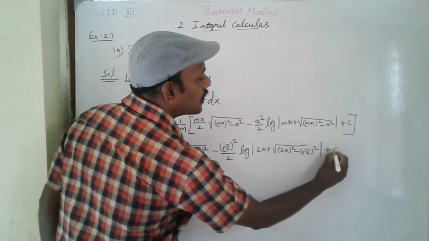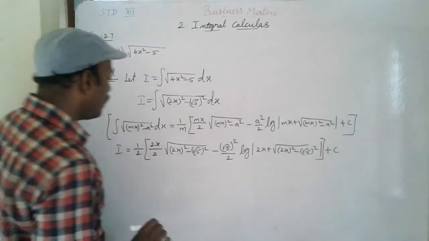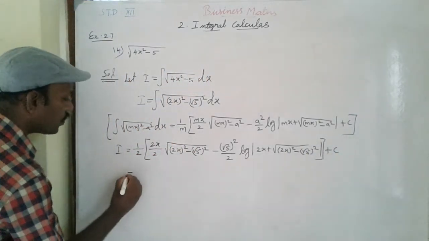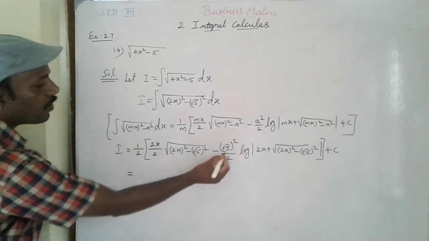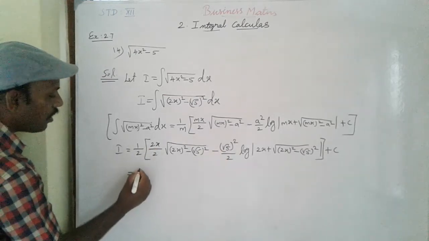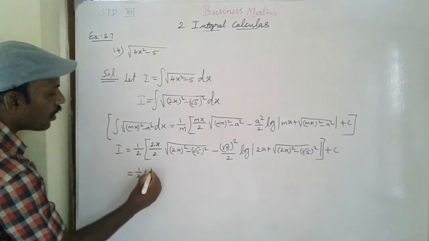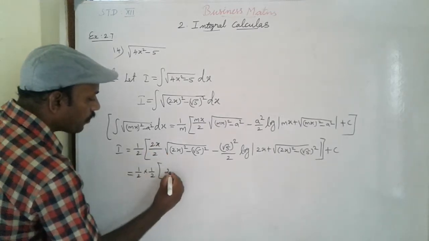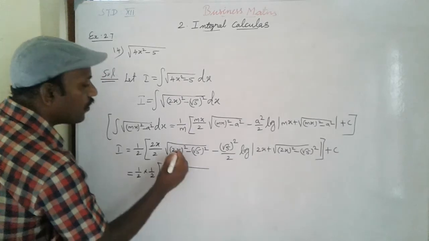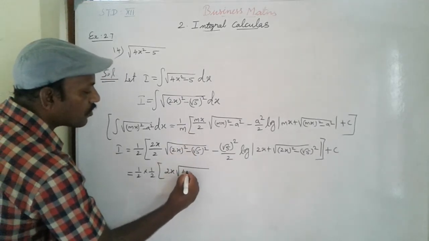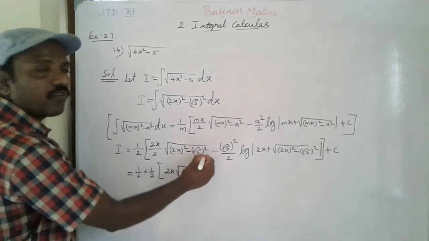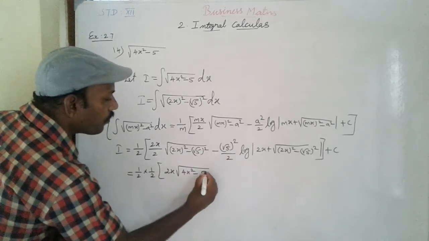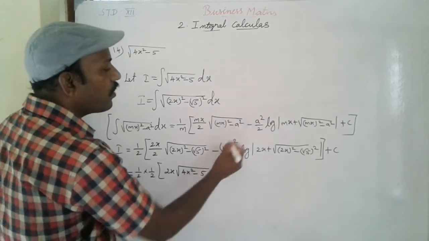Plus c. That is equal to, here 1 by 2 is common, take out 1 by 2 into 1 by 2. What is the 2x into square root of 2x whole square? 4x square minus root 5 whole square, which is 5. Minus root 5 whole square is what?